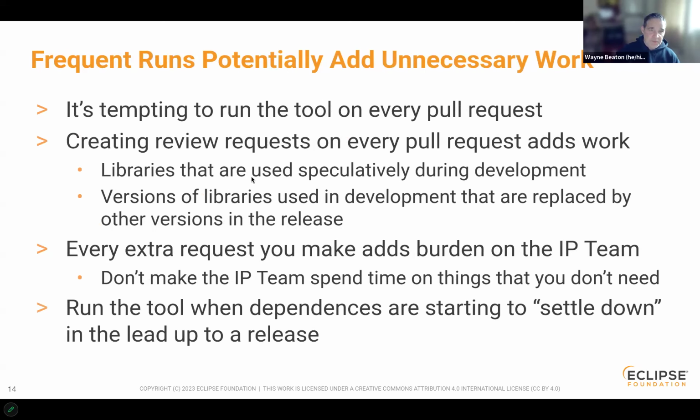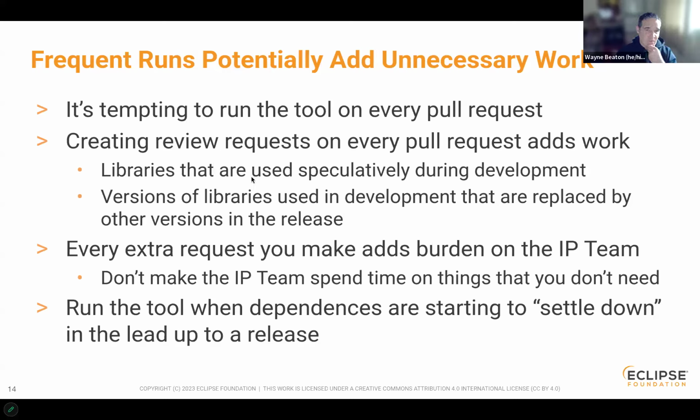One of the things that's happening now is people are running the tool all the time. It's tempting to do this, and I get it. I get that it's kind of comforting to have another green light in your build. If we reference back a couple of slides, passing the IP check at any point in history on every pull request or for every commit is actually not a requirement. The requirement is that we pass the IP check prior to pushing out a release.